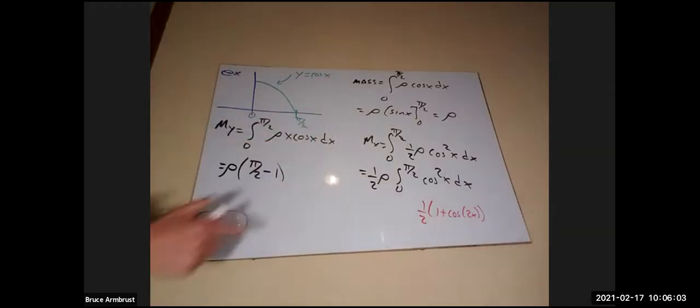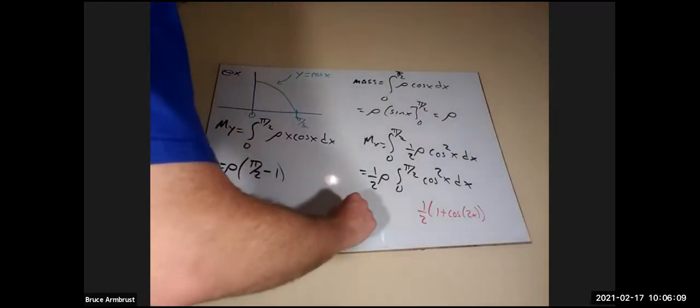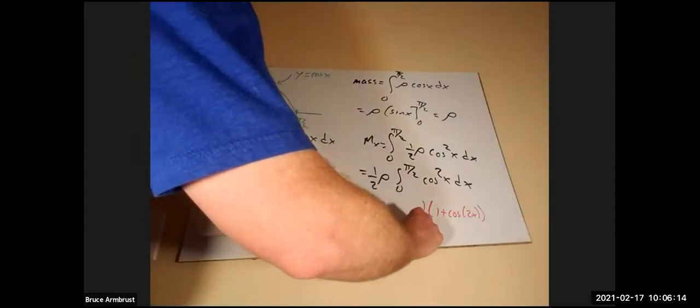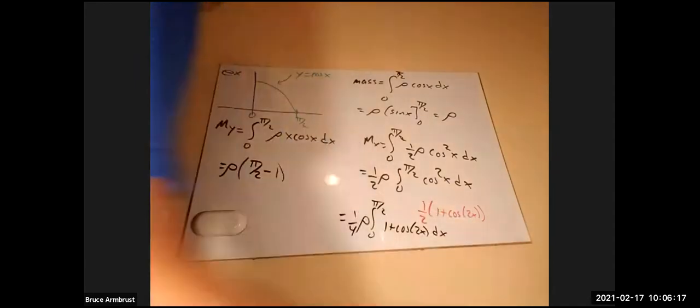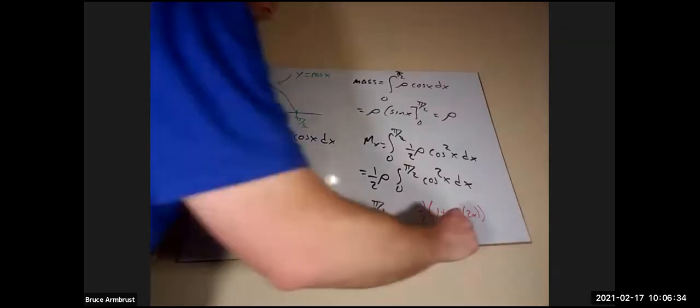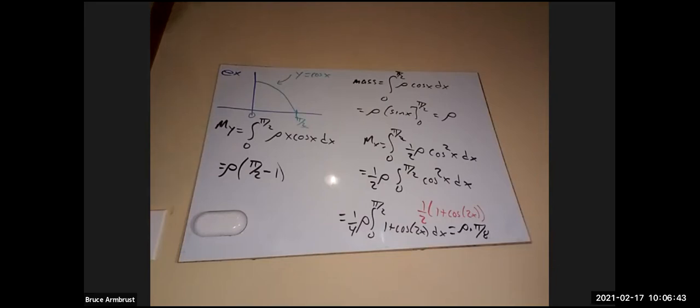But check it out. If we use that, this is now something we can integrate. We pull that 1/2 out, so we have 1/4 rho. And now we're integrating 1 plus cosine of 2x. That you know how to integrate. The 1 becomes an x. The cosine becomes a sine of 2x. You have to do a u substitution on it. But that one we actually can do. And this ends up being rho times pi over 8 once you get your value.